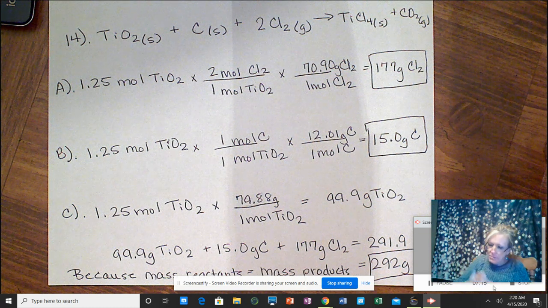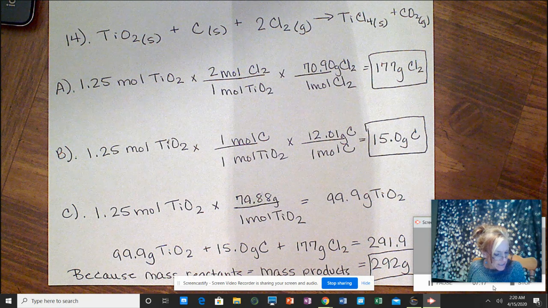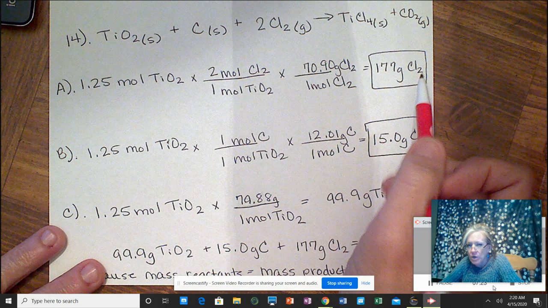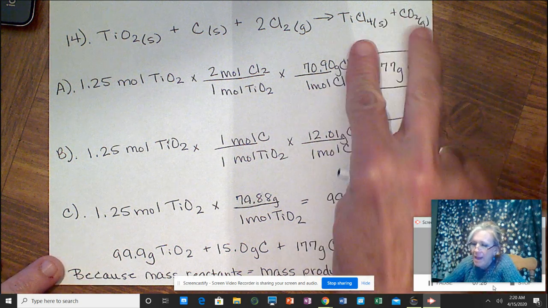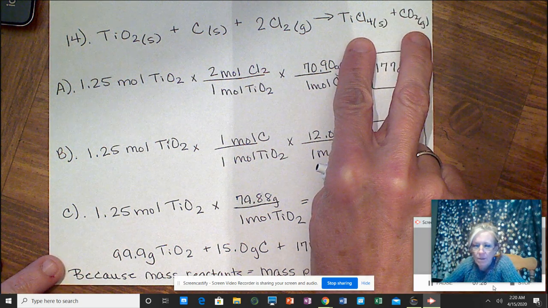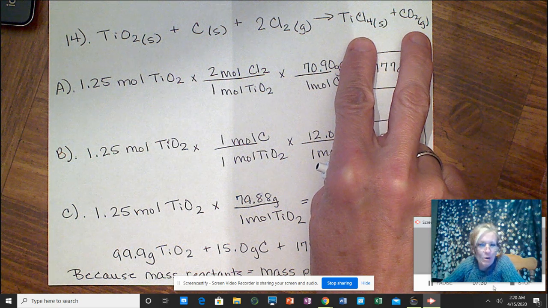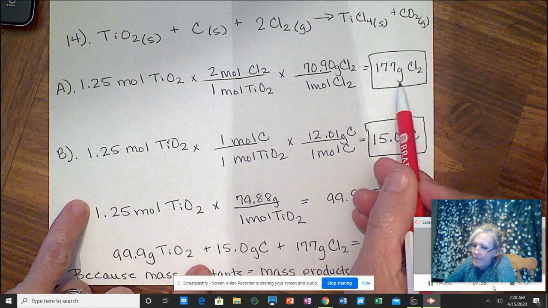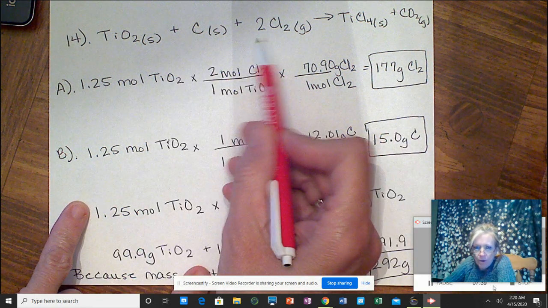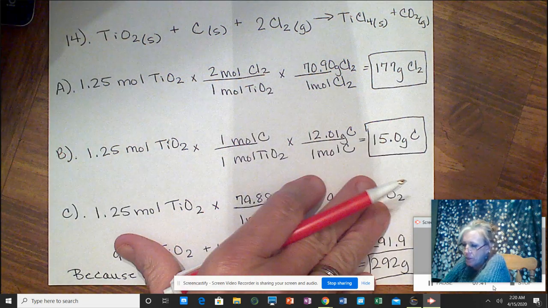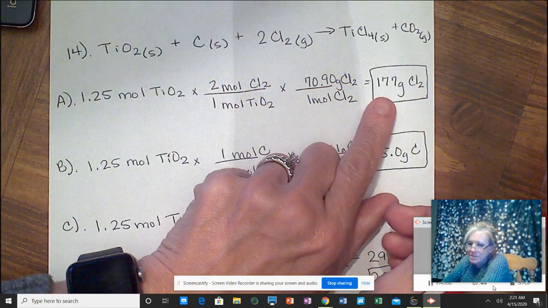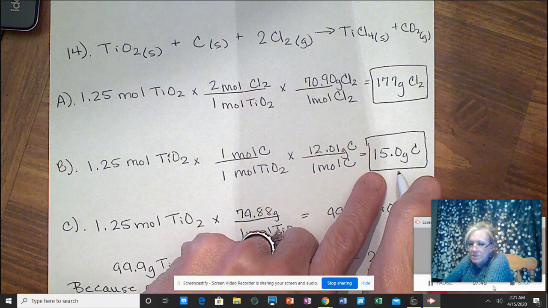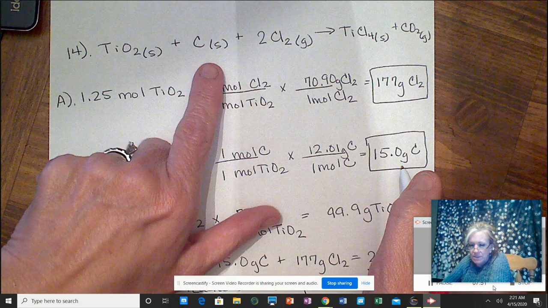Now, C. I want to point out something with C. Part C said, what is the mass of all the products formed? So part C is asking you, what are the mass of these two products? Well, you know my motto, work smarter, not harder, right? So we already have the mass of one of our reactants. We know that there's 177 grams of chlorine. We also know that there are 15.0 grams of carbon. Okay, so that's the other one.